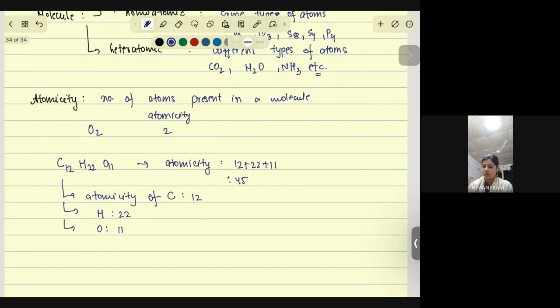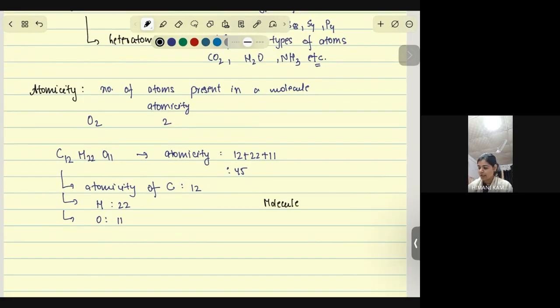So we can say that if we have to convert molecule into atoms, then we have to multiply it with atomicity. Then we'll be able to know how many atoms are present in a molecule. And if we want to know the number of molecules, then we have to divide with atomicity.